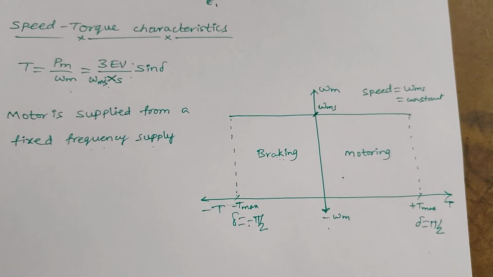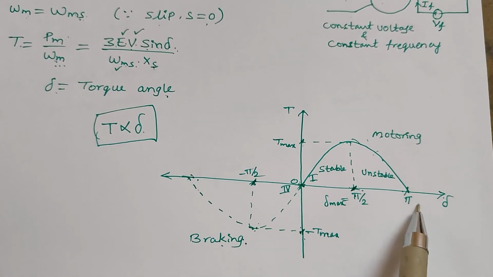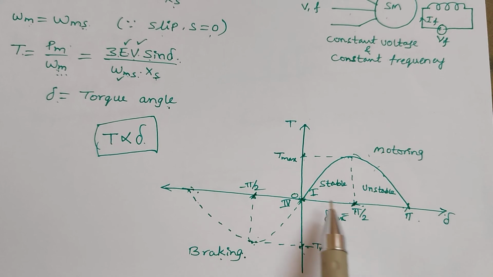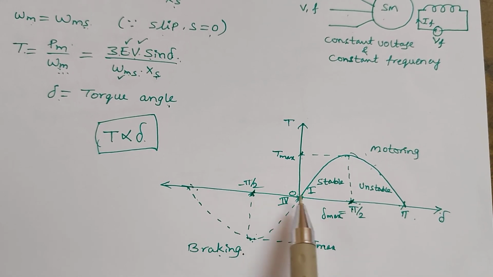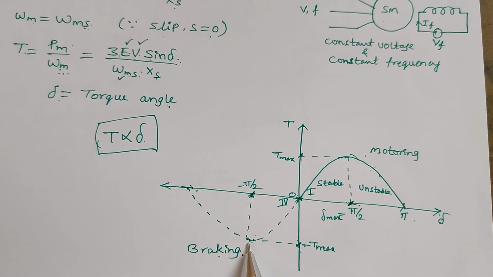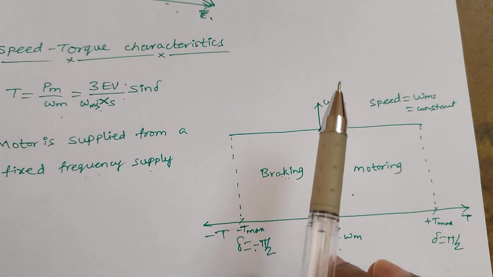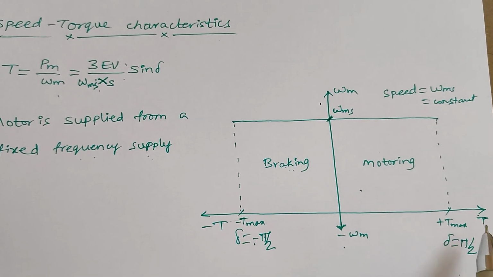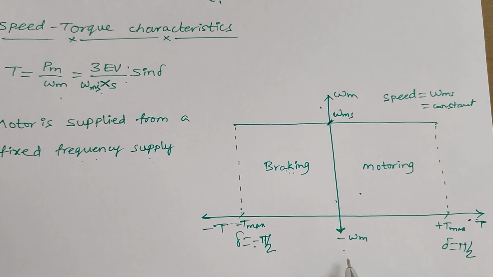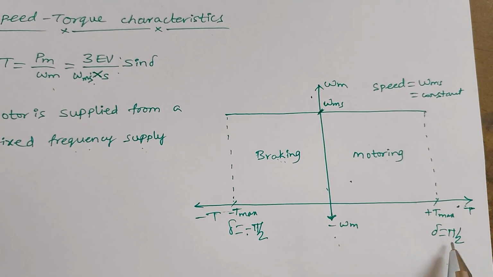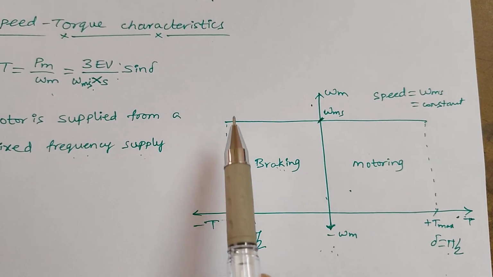If you observe torque versus load angle characteristics, by varying from 0 to pi by 2 your torque is increasing, right? By varying from 0 to minus pi by 2 your torque varies in the negative direction. So that is torque versus load angle. Here we have drawn the characteristics for speed versus torque. In the positive direction, to change the torque we need to increase the load angle from 0 to pi by 2. In the negative direction it should be 0 to minus pi by 2.